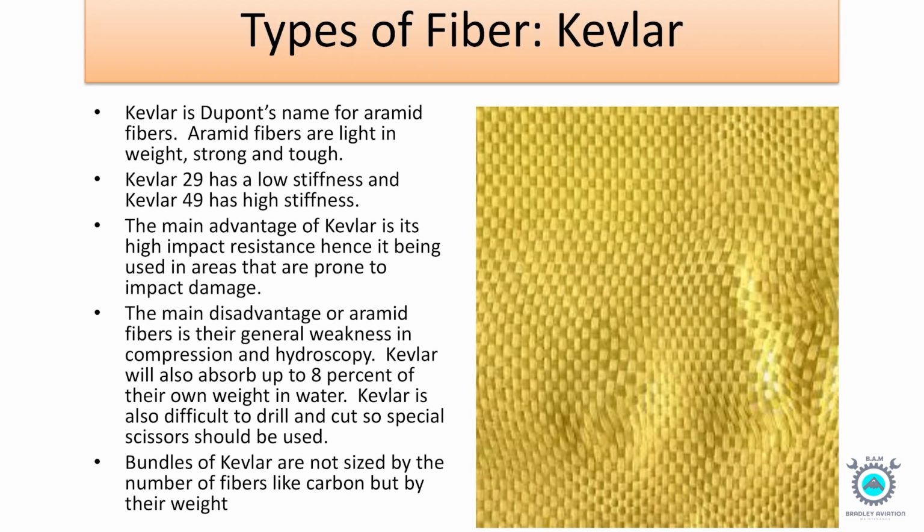Types of fiber: Kevlar. Kevlar is DuPont's name for aramid fibers. Aramid fibers are light in weight, strong and tough. Kevlar 29 has a low stiffness and Kevlar 49 has high stiffness. The main advantage of Kevlar is its high impact resistance, hence it is used in areas that are prone to impact damage. The main disadvantages of aramid fibers are their general weakness in compression and hygroscopy. Kevlar will also absorb up to 8% of its own weight in water.